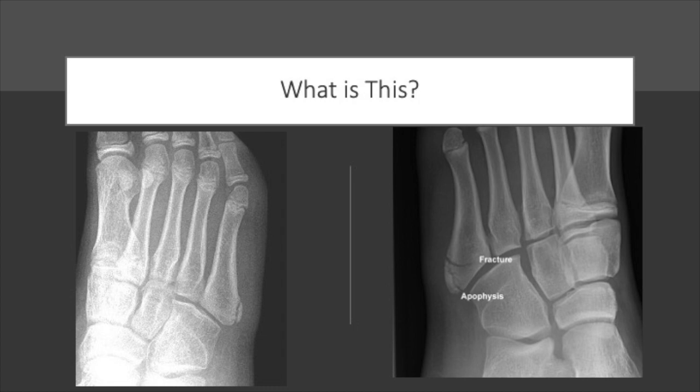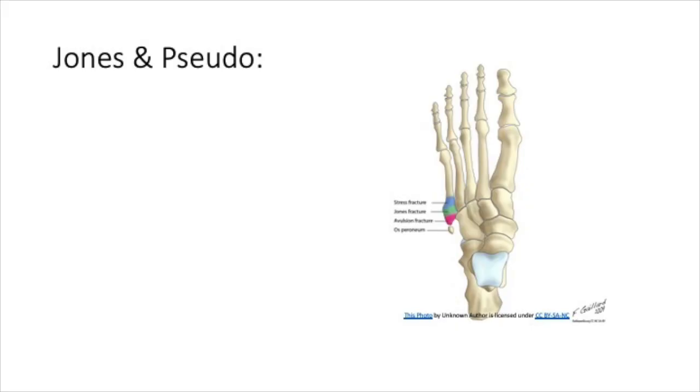In this image, you see a linear line going through the base of the fifth metatarsal, at the level of the syndesmosis, and such fractures are called Jones fractures. Any fracture line going below the level of the syndesmosis is a pseudo-Jones, and any fracture above the syndesmosis or distal to the syndesmosis is a stress fracture.